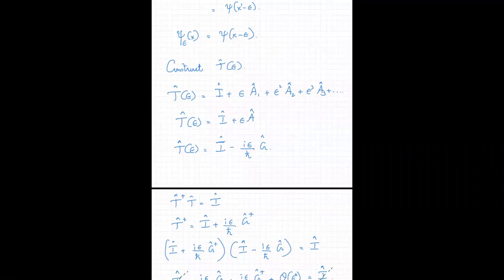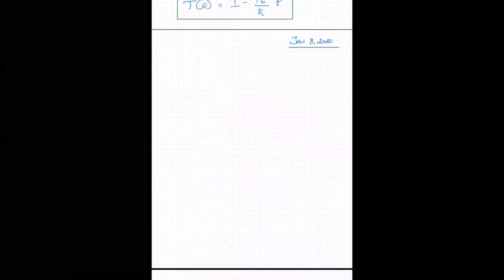The way we will construct a finite translation operator is by piecing together many infinitesimal operators, and all we need to know is what is the generator of the infinitesimal translation. That is the power of this approach. Okay. All right. So let us continue from where we left off.